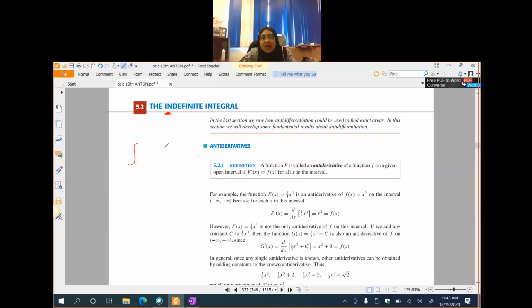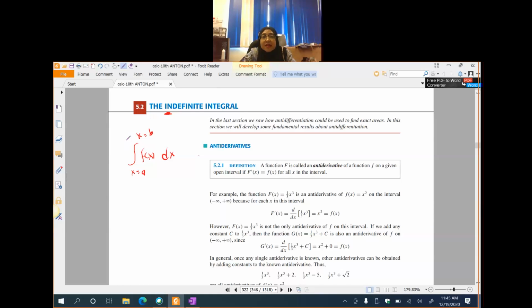So this is the integration sign, and let's say you differentiate with respect to x. This is the function f(x). Let's say x is equal to a, x is equal to b. For this case, this integral here has the upper and the lower limits.